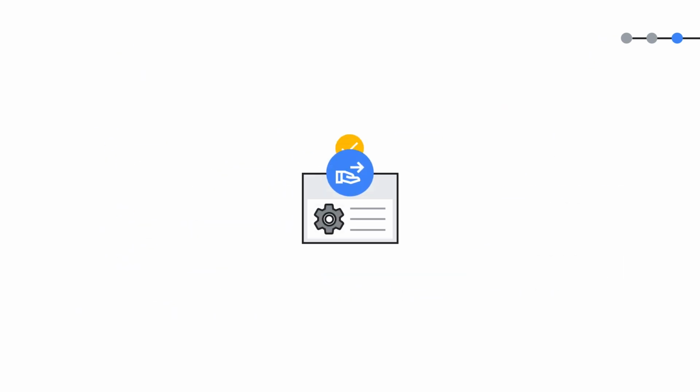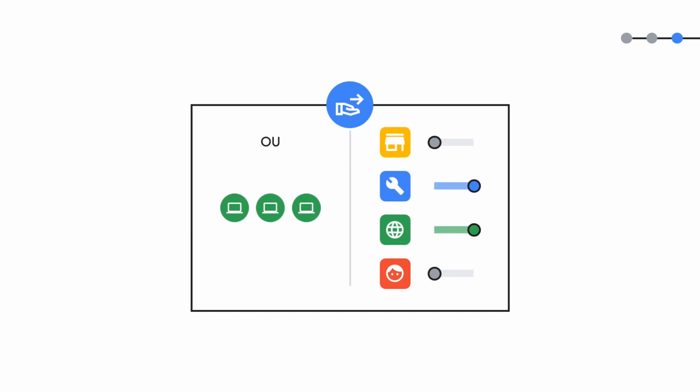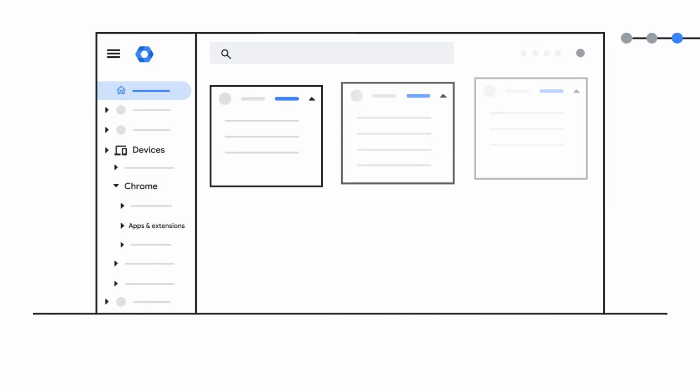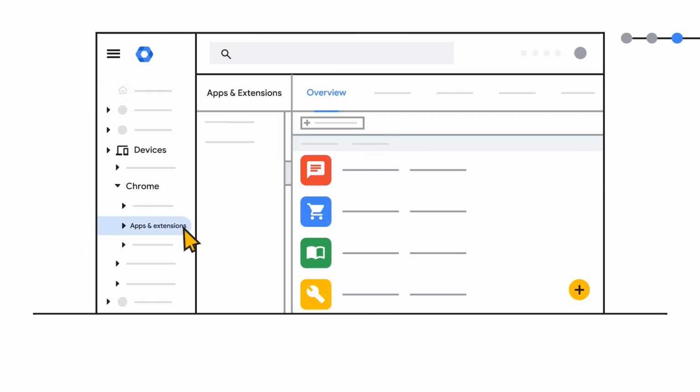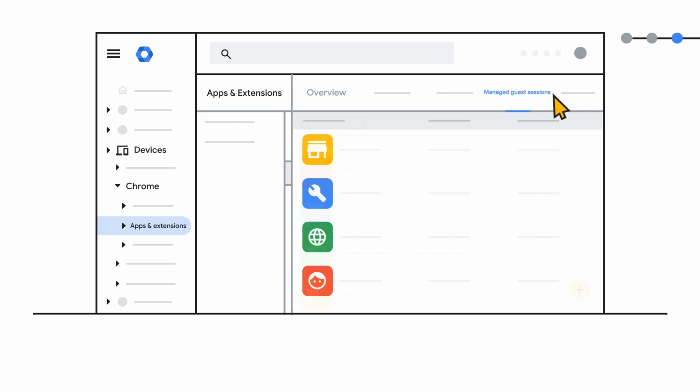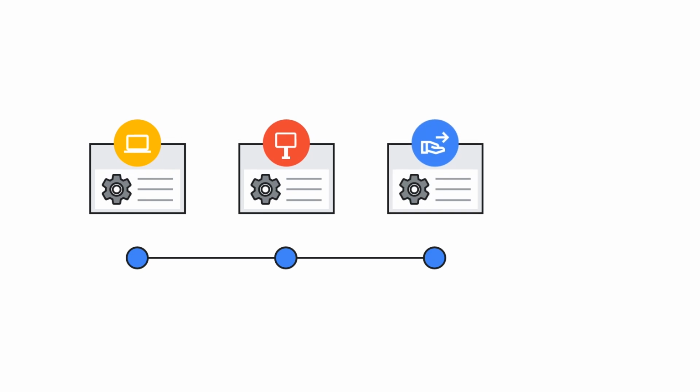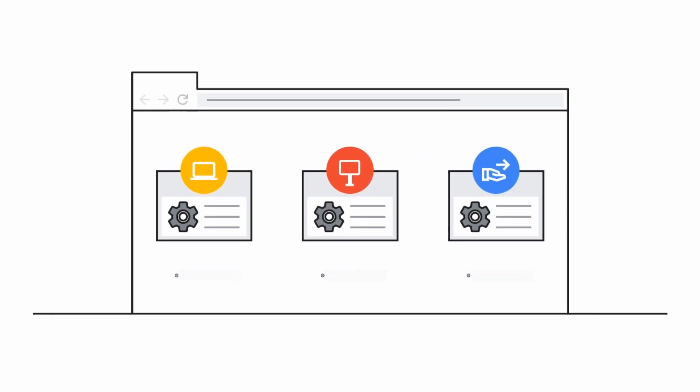After you've set the managed guest session policy, you can choose the apps that devices in this OU can access. You can manage app provisioning on the Apps and Extensions page from the Managed Guest Sessions tab. You've now learned about some of the device policies and settings that you can manage from the Admin Console. You can find more information on the policies that you can configure in the linked resources.